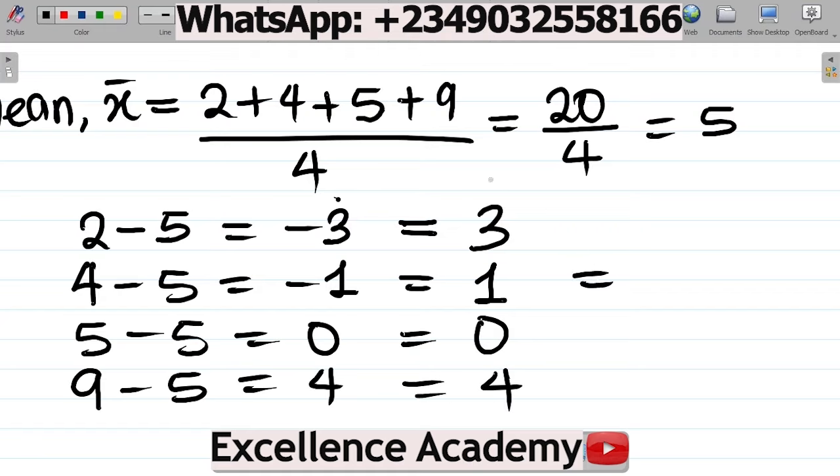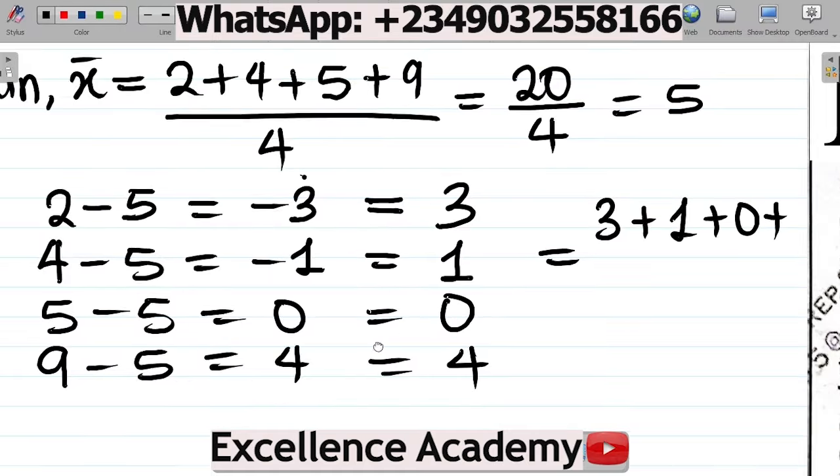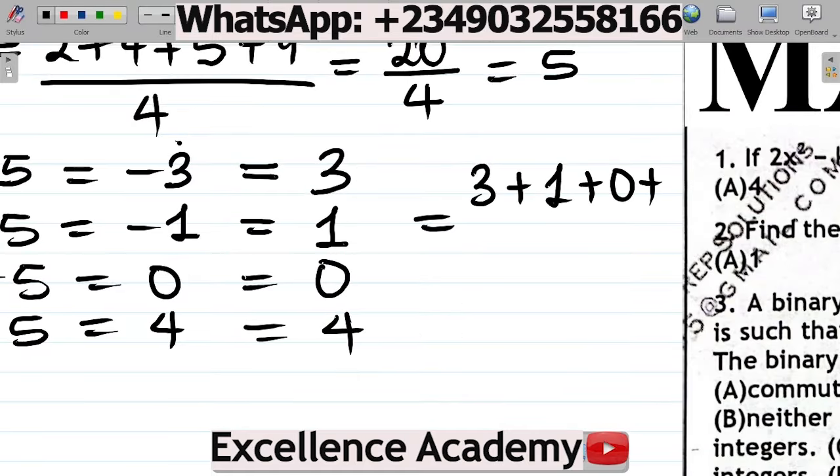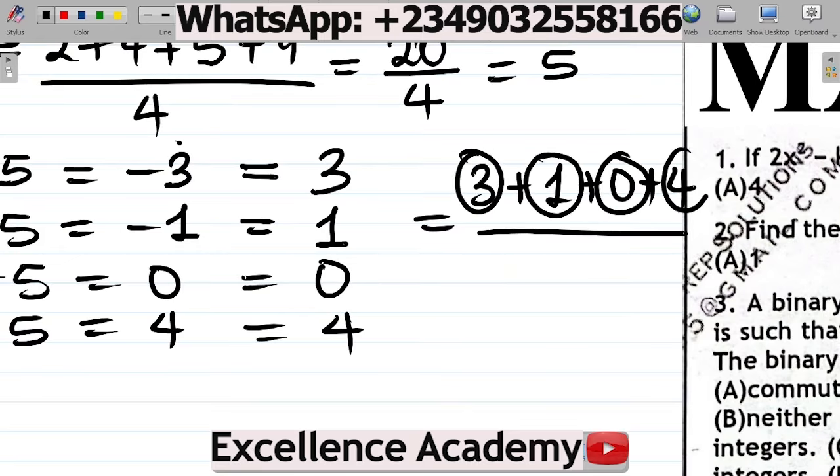The next thing you do is that these numbers here, you sum them up. Remember that they have to be positive. So even when they are negative, as you can see here, you use the positive instead. So let's sum the numbers there. You have 3 plus 1 plus 0 plus 4. This divided by, how many numbers do you have here? You have 1, 2, 3, 4. You have 4 numbers. So divided by 4.